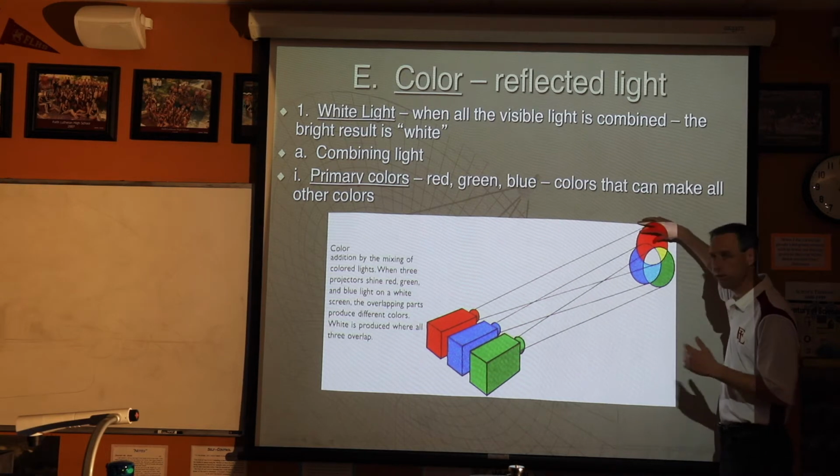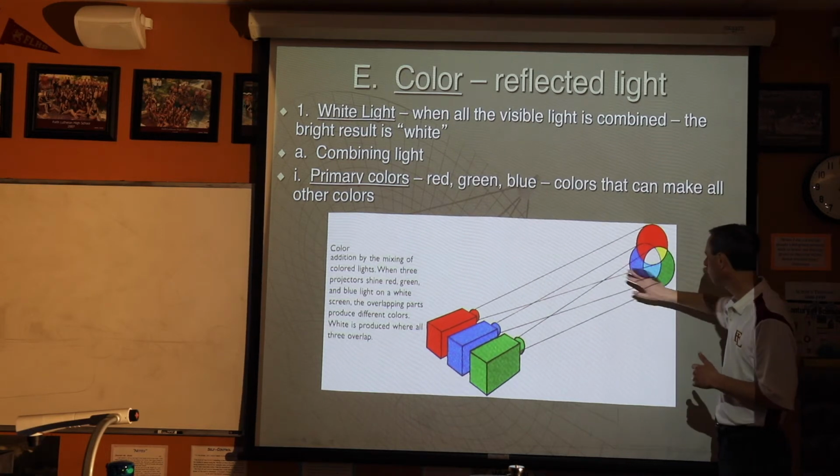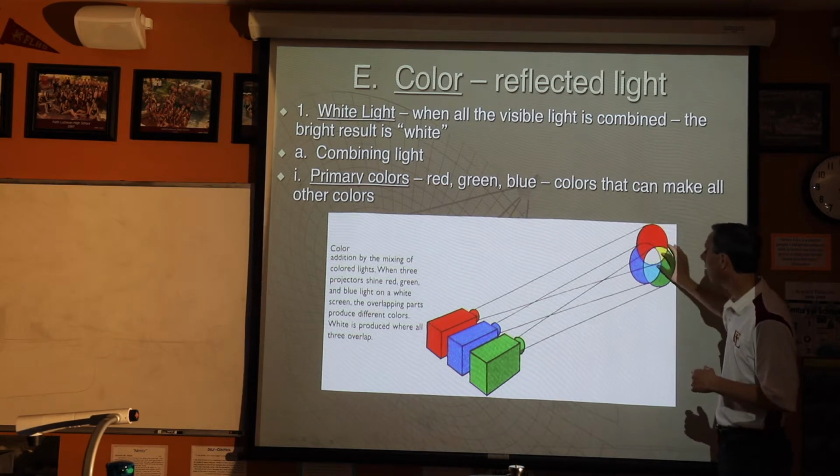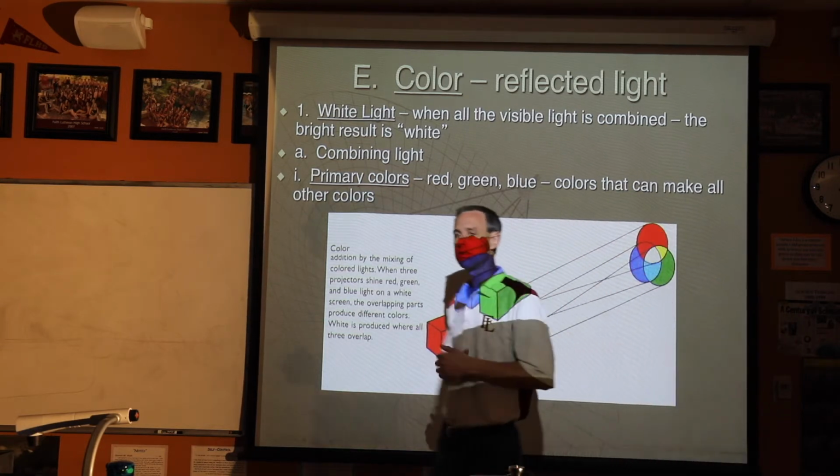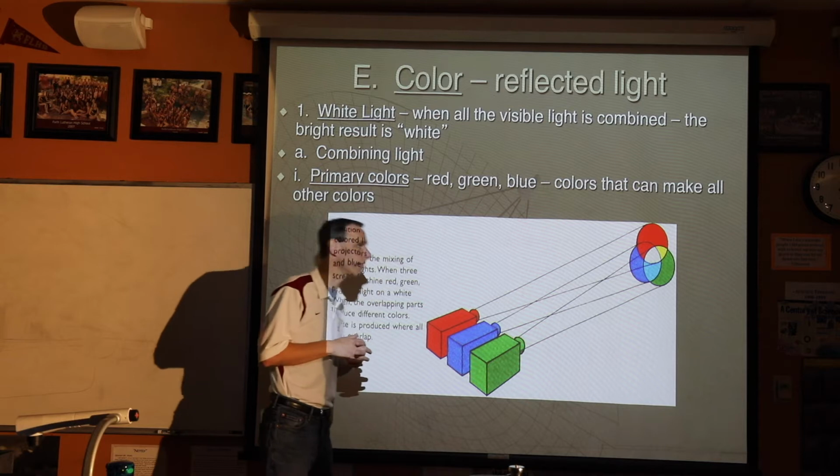Where the red alone is, it'll just be red. Where the blue is all by itself, it's blue, and the green is just green. But where they all overlap in equal amounts, it will be white.